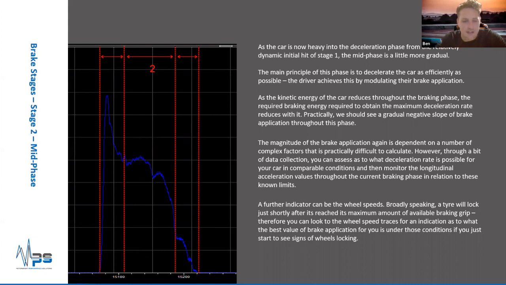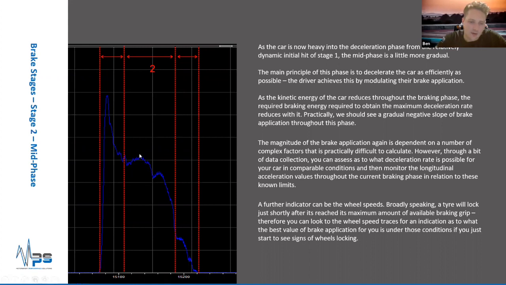What's happening here is obviously you've got amount of driving down the straight, you're storing kinetic energy in the car through speed. So as we start to brake, as the speed comes off, this kinetic energy goes down, and therefore the resulting amount of brake pressure or braking energy you need also goes down with it. So what we should see in this phase is sort of as steady as we can get, a gradually but fairly linearly decrease in brake pressure as the car just loses more and more speed.